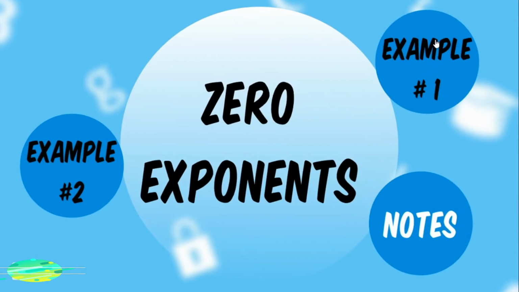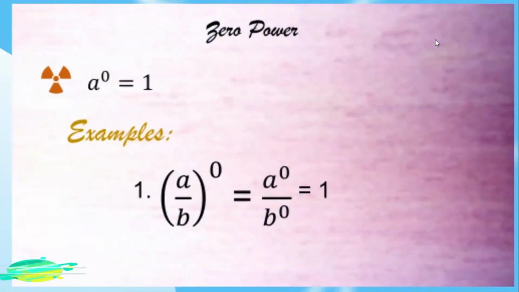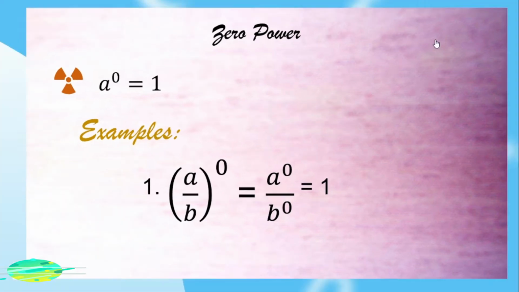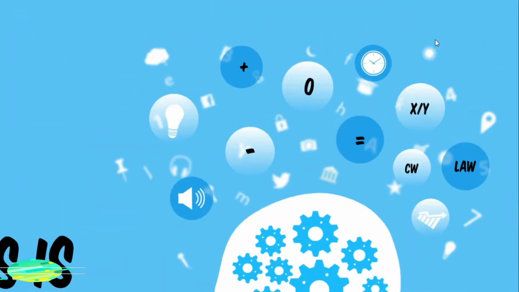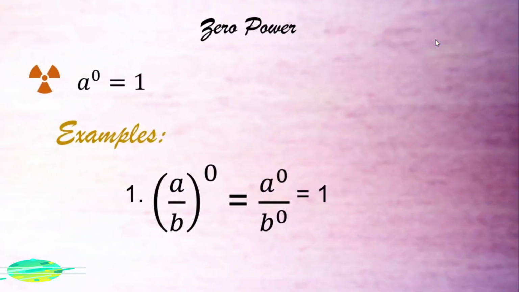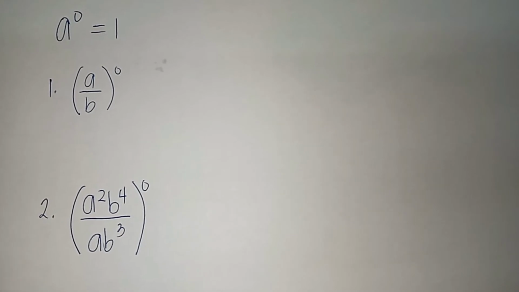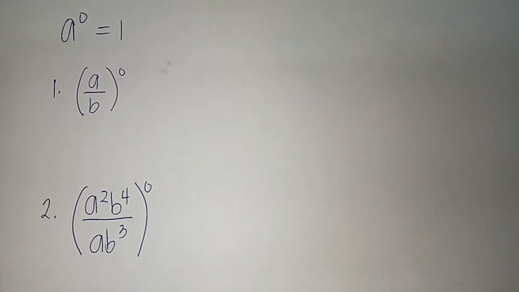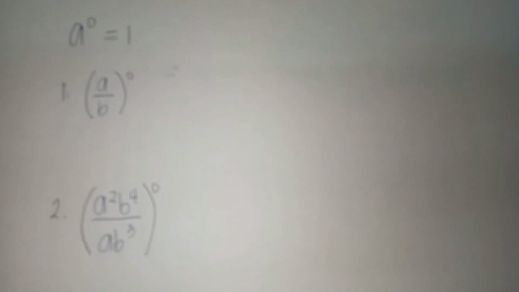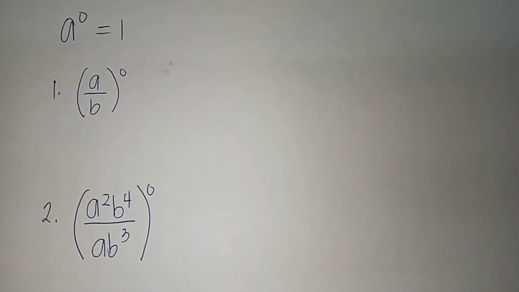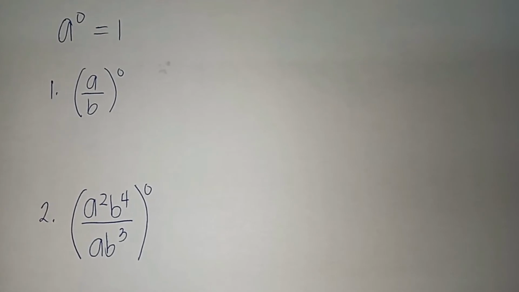Now, we have the zero exponents or the zero power. Let's have the first example, a over b raised to 0. Second example, a squared b raised to 4 all over a b cubed raised to 0. Now, we have the zero power, wherein a raised to 0 is always equal to 1. So, kung ano man pong variable or number na naka-raise sa 0, that would always be equal to 1.